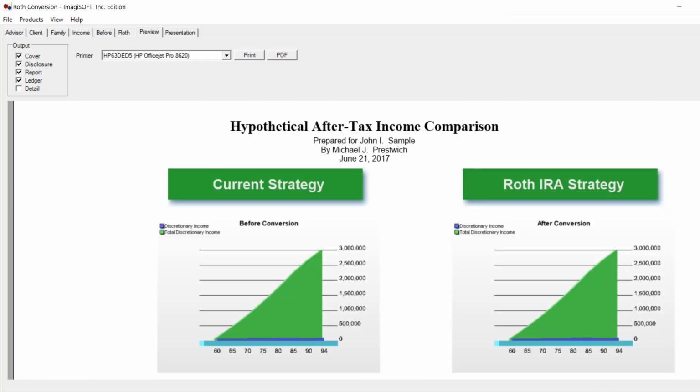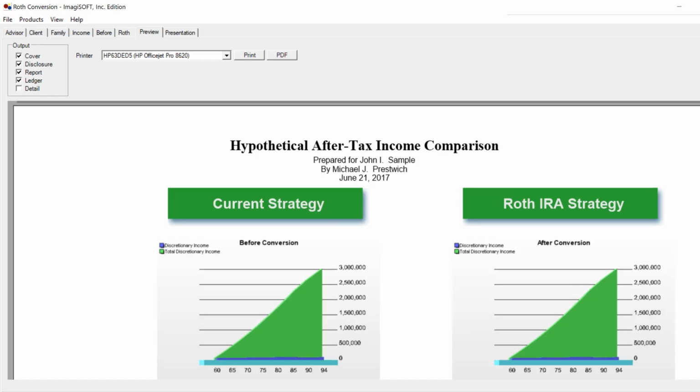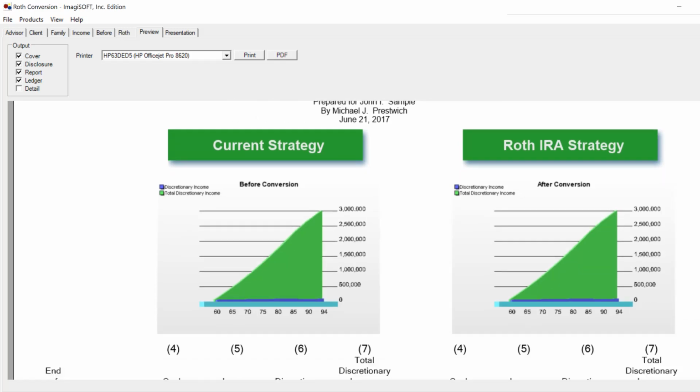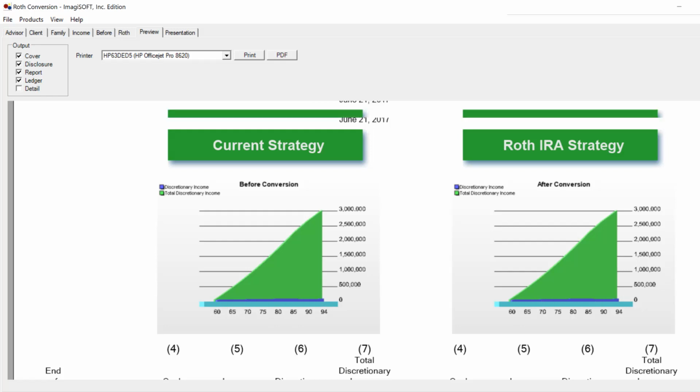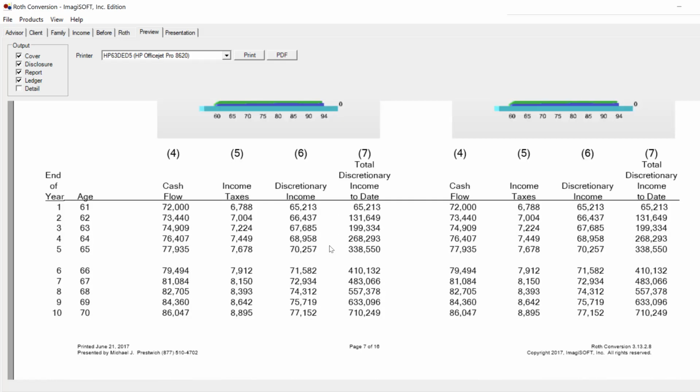Here's a hypothetical after-tax comparison using the two strategies. And as you can see, the discretionary income is what we're looking for. What's your after-tax money? And we've kept them the same. And it shows you, here's your cash flow, $72,000. You're going to pay $67,000 in taxes. Here's your discretionary income. And that's the total number that we're concerned about, is the after-tax income. And we've matched that basically every year.